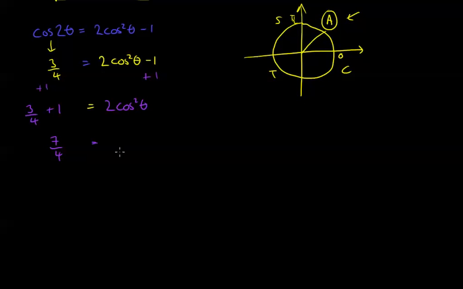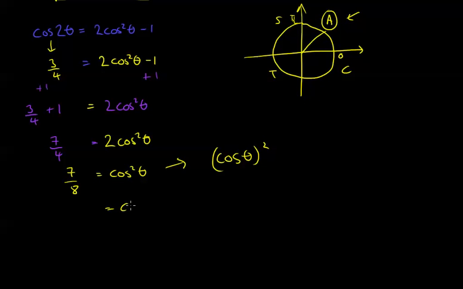Right, so 7/4 is 2 cos squared theta. I need to get rid of the 2. It's multiplying, so I'm going to have to halve that. So I will halve it and I'll get 7/8 is cos squared theta. Remember, that is the same as cos theta all squared.